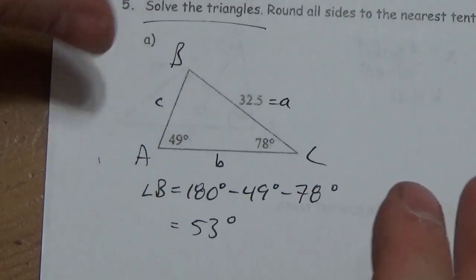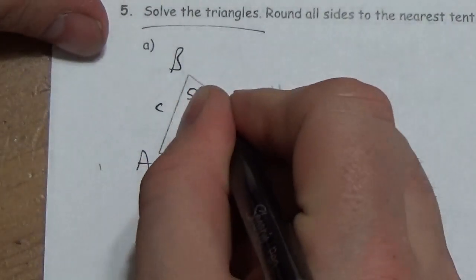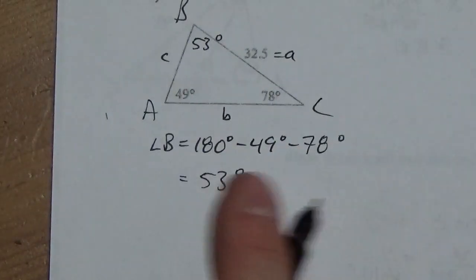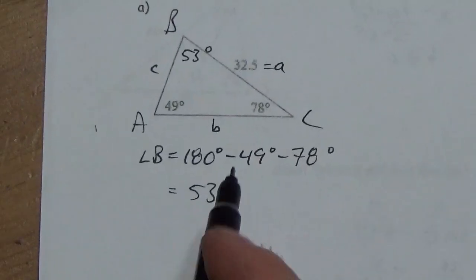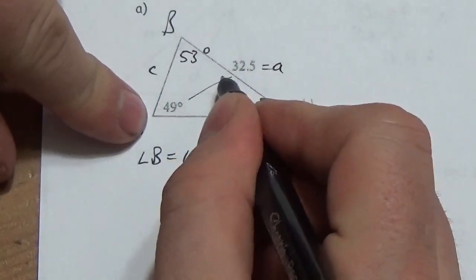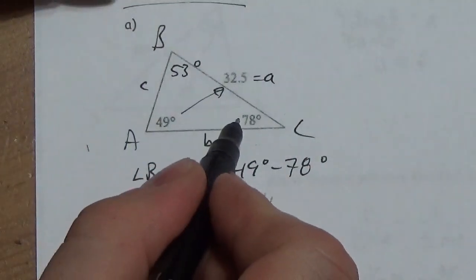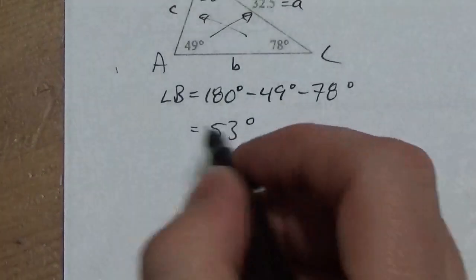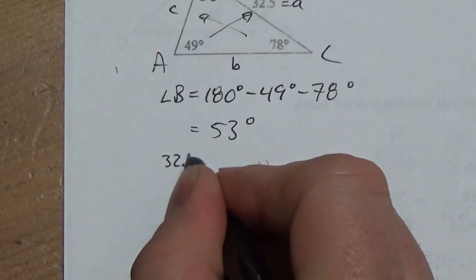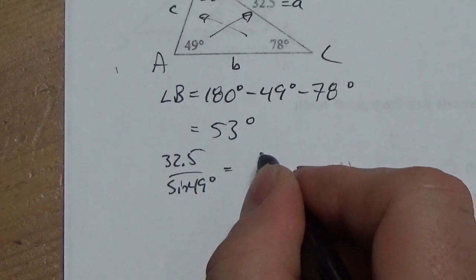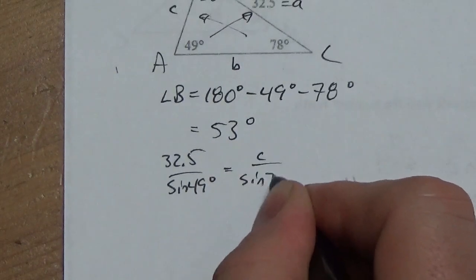Okay? Now, once I've got that, it should be relatively easy for me to find all of the sides here. So, for example, let's take a quick look here. I know angle A and side A. I was given angle C. I can find side C. So, here's my sine law. 32.5 over the sine of 49 degrees is going to equal little c over the sine of 78.